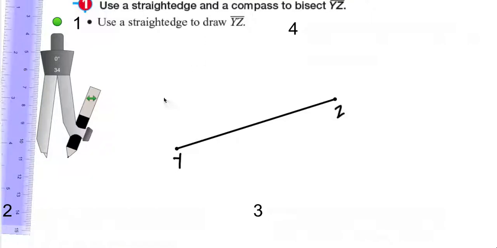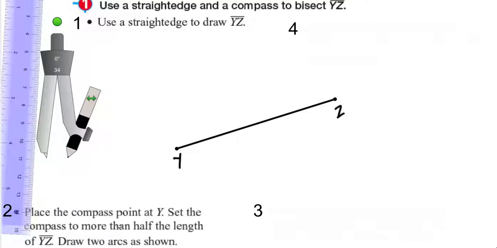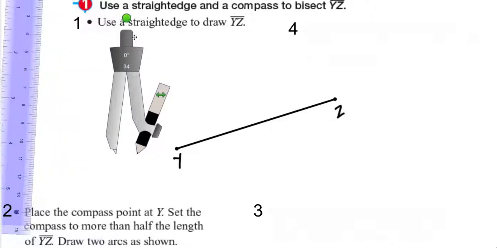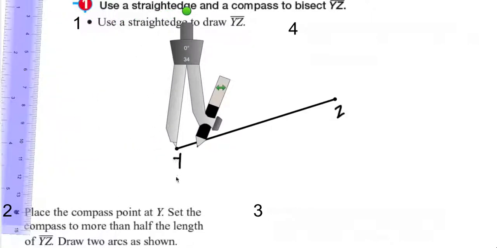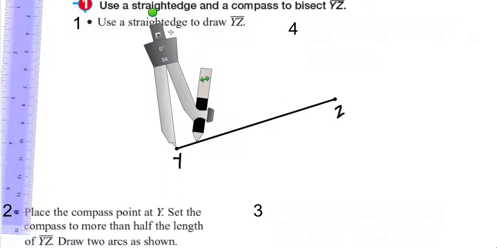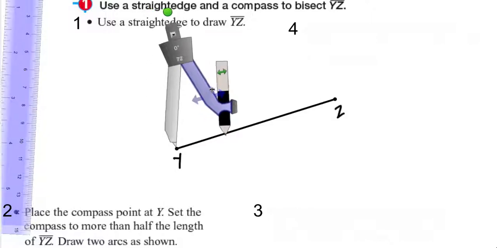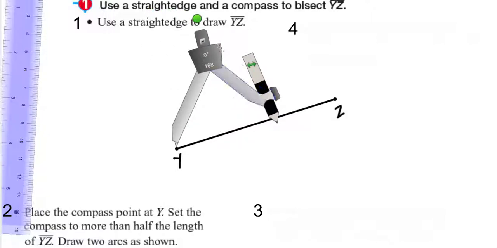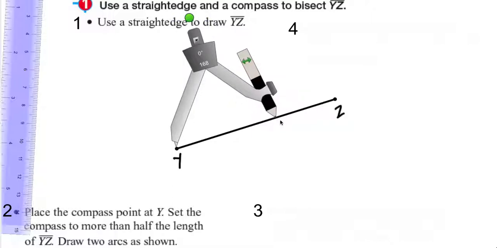Okay, step number 2 is this: place the compass point at Y. So I'm going to get my compass and put it at Y, right there. Set the compass to more than half the length of segment YZ. So I'm going to tilt my compass, and then I'm going to create an opening that's more than halfway of YZ right there. That's approximately a good halfway. It doesn't have to be an exact distance, just approximate, more than halfway of YZ. And from there, draw two arcs.